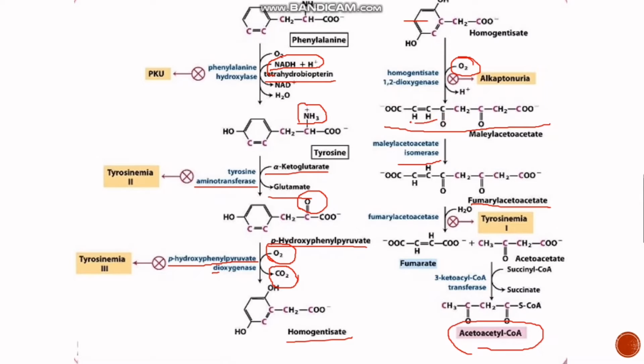As you can see, the hydrogen atoms here are both in a downward direction, whereas here it is structurally rearranged. This maleylacetoacetate is structurally rearranged and converted into fumarylacetoacetate. The whole structure is the same, but there is only a structural rearrangement, which converts it into fumarylacetoacetate. Then a hydrolysis reaction takes place, where fumarylacetoacetate breaks down into two products, fumarate and acetoacetate.